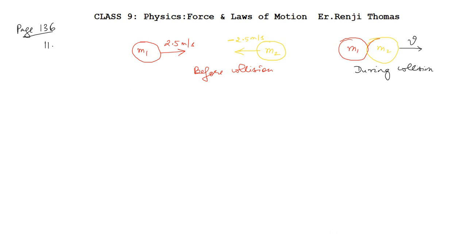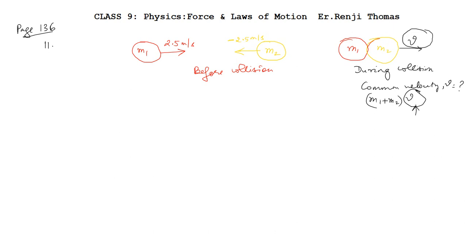Okay, now what does it ask? It is asked to find out the velocity of the combined object after collision. So you are asked to find this velocity, after they collide with each other. What is that common velocity? You are asked to find the common velocity of the combined mass, m1 plus m2. It asks for the common velocity of the combined mass system. Okay, so let us do this question.